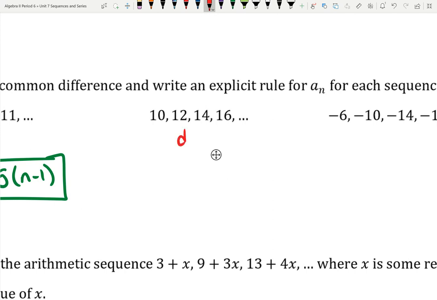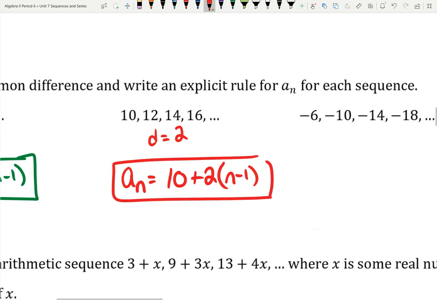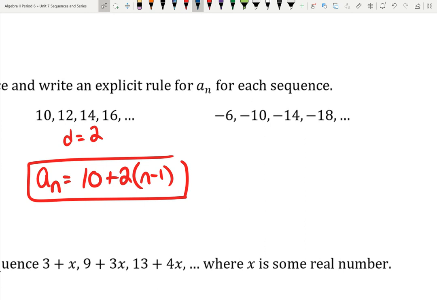The common difference here is 2. Keep adding 2. So the formula is start at 10, and we keep adding 2, n minus 1 times. This isn't that bad, is it? Is it going to get worse, sir? Of course, but not too bad, not too bad.